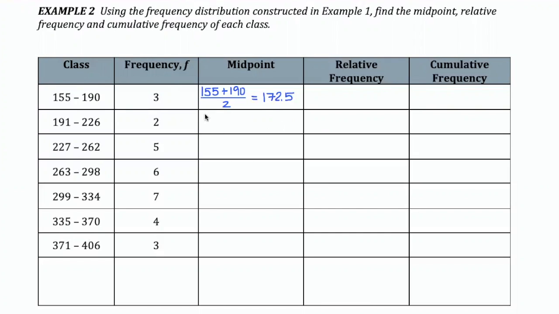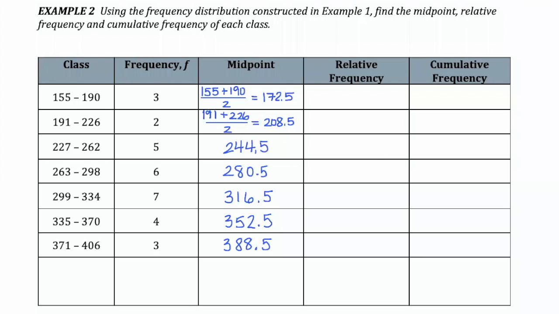You're going to do the same thing all the way down. Add the lower and the upper, divide by 2, and report the midpoint number. The reason midpoint is helpful will be a little bit clearer to you later on. I'm going to go ahead and compute the rest of the values. All right, now that that's done, the next thing we're going to calculate is our relative frequency.